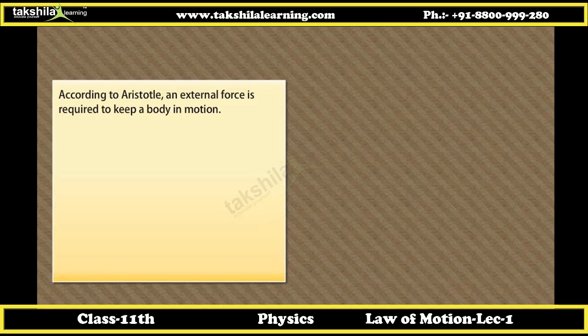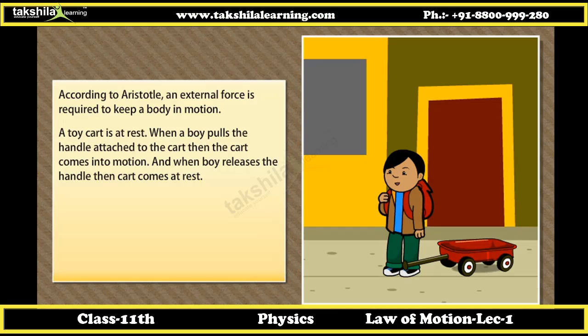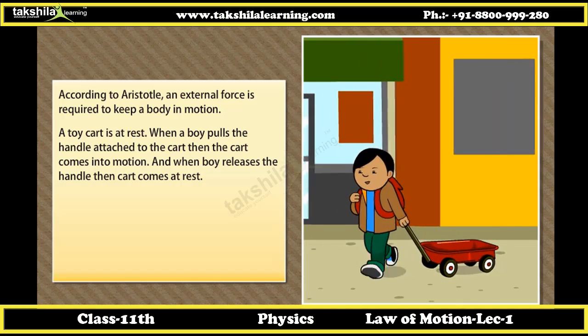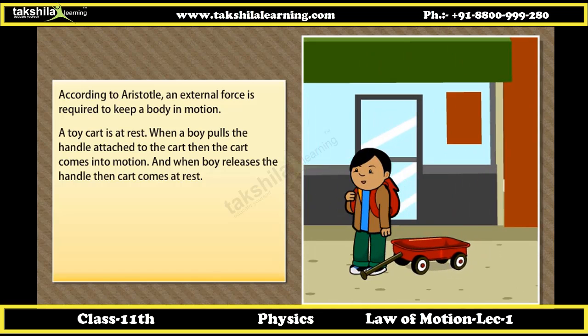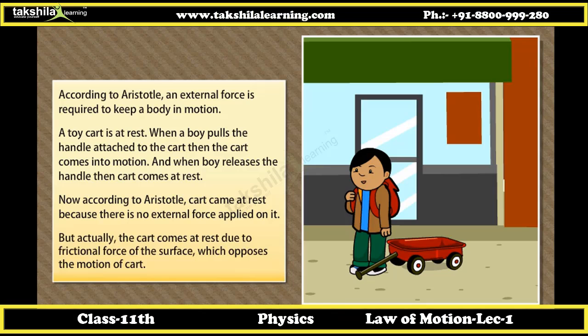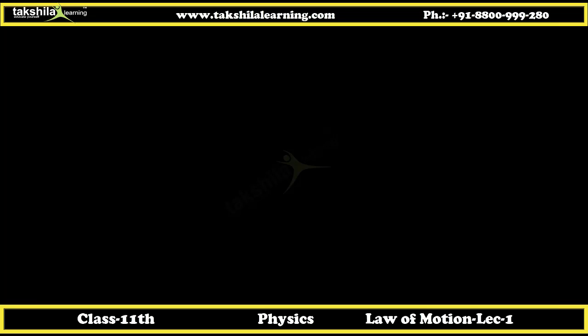Aristotle's fallacy. According to Aristotle, the Greek thinker, an external force is required to keep a body in motion. Let's understand with an example. A toy cart is at rest. When a boy pulls the handle attached to the cart, the cart comes into motion. And when the boy releases the handle, the cart comes to rest. According to Aristotle, the cart came to rest because there is no external force applied on it. But actually, the cart comes to rest due to the frictional force of the surface, which opposes the motion of the cart.